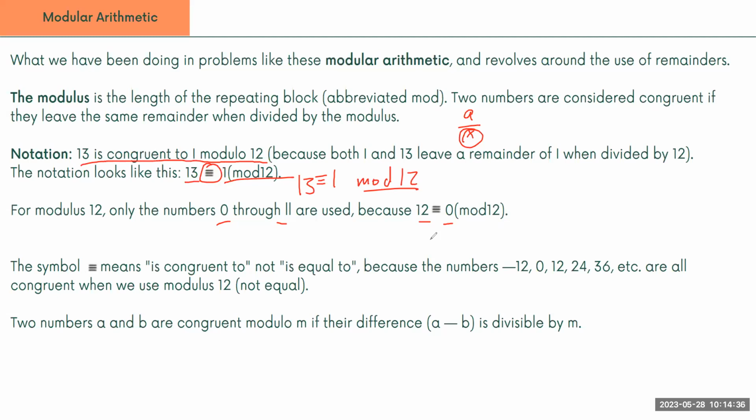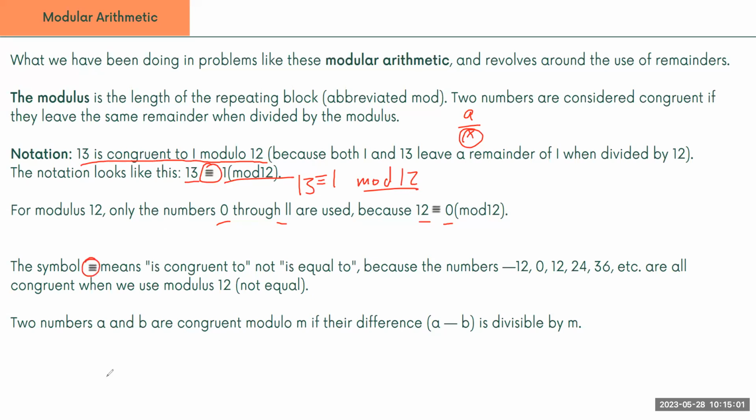It doesn't mean "is equal to," because numbers like negative 12, 0, 12, 24, 36, when you take the mod 12, are all congruent. But they are not equal. Obviously, these numbers are not equal to each other, but when you take the mod 12, they are congruent to each other. So that's why we use this separate symbol to denote this.